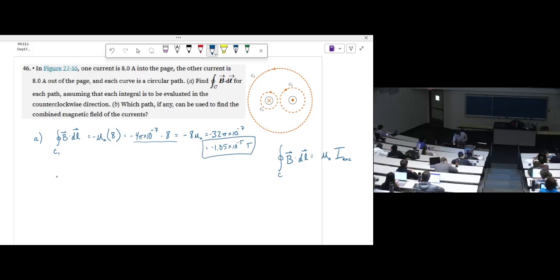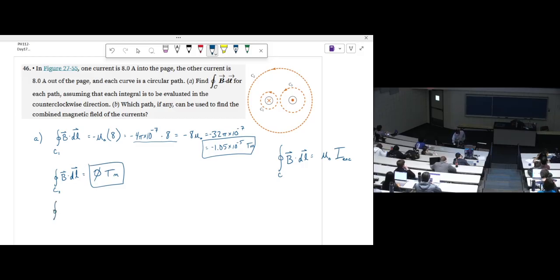Part B, what is the contour integral around contour 2 of B.dl? What is it in that case? Oh, and it wouldn't be Tesla, right? It would be Tesla meters. Well, what's the value for contour 2? It's 0. I've got as much current going into the page as I've got coming out of the page within that contour. So in this case, you get 0 Tesla meters for the contour integral around that closed loop.